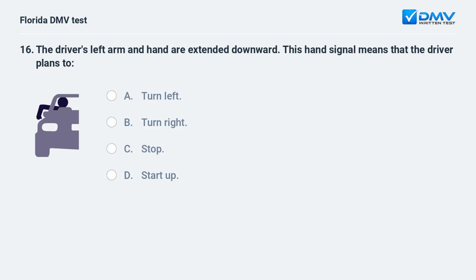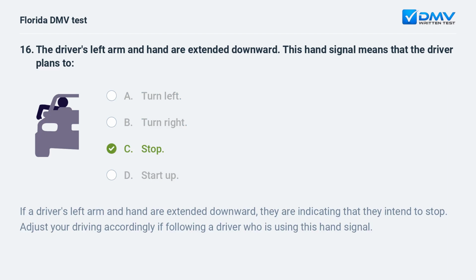The driver's left arm and hand are extended downward. This hand signal means that the driver plans to A. Turn left. B. Turn right. C. Stop. D. Start up. C. Stop. If a driver's left arm and hand are extended downward, they are indicating that they intend to stop.